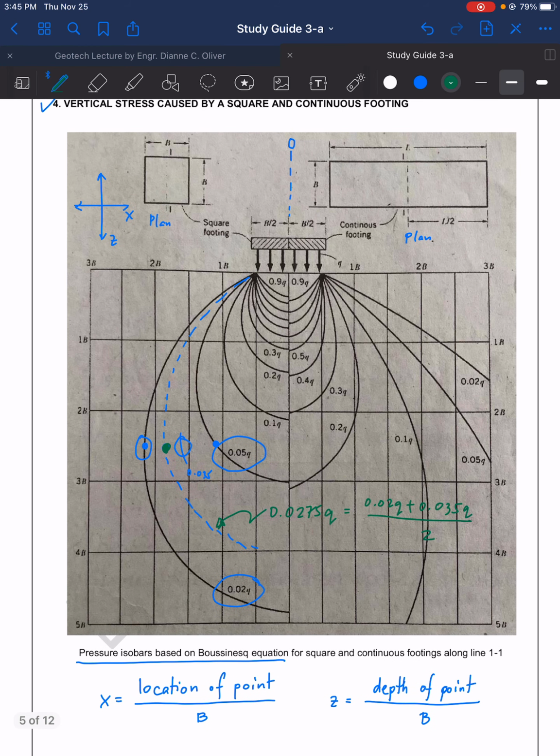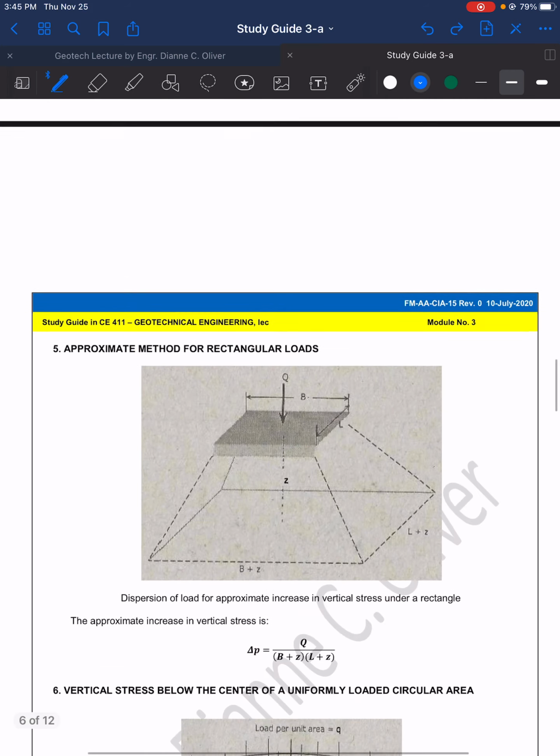Same is true with the continuous footing, but since it is continuous, we cannot get the value of L, but we can get the value of B. And this B here is the width, which we will use for these formulas X and Z. Right? Let's go to number 5.